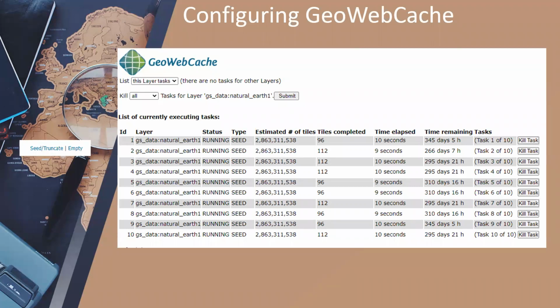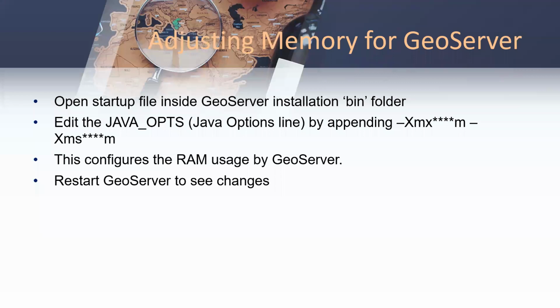So another thing that we will also look at is, yesterday we had talked about optimizing. Earlier today, I had told you to look at the memory somewhere in your GeoServer. It shows the memory that it uses.